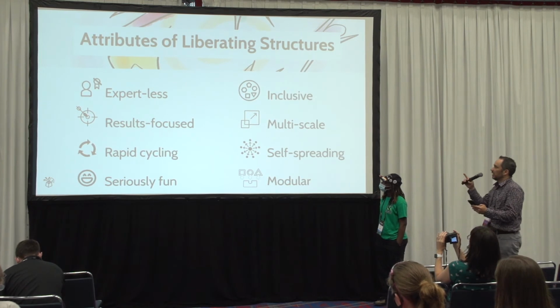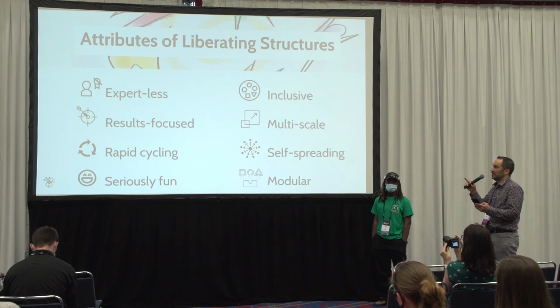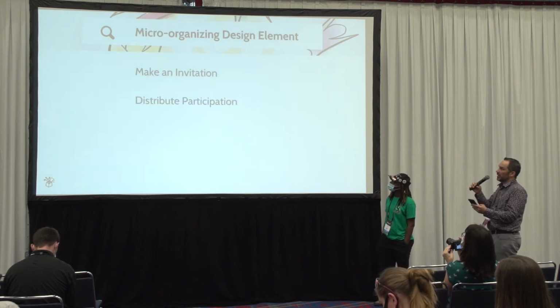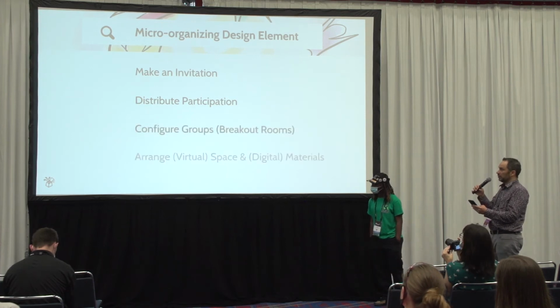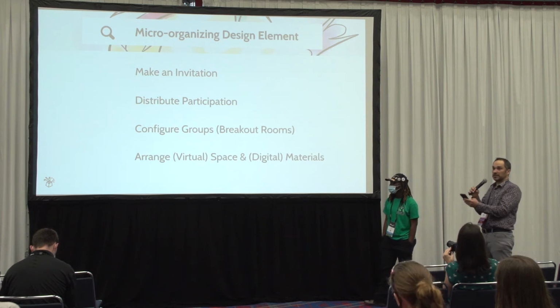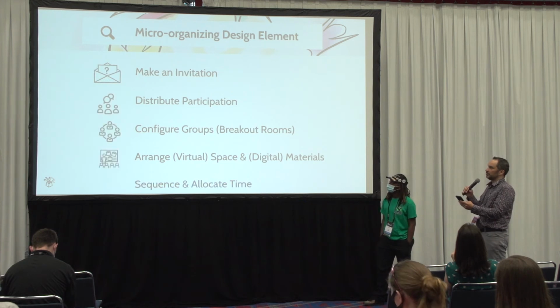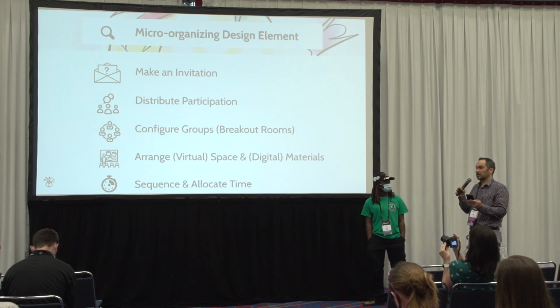They're inclusive, multi-scale, meaning you can use them with small and large groups. They're meant to be fun. They're meant to be results focused, and they don't need to have an expert leading this. And each one has that same structure: make an invitation, distribute participation, configure the groups or breakout rooms, and then arrange the space. So in the app and in the website, it's actually going to show you this kind of structure. So you're going to get these 5 steps. So just helpful. You could Google it, and some of these activities are findable on different websites.